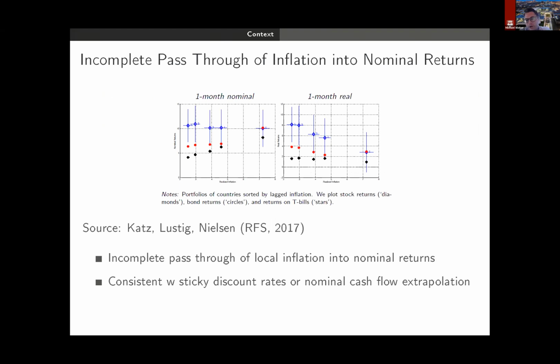There has been a little bit of work from cross-country studies, so also just the aggregate market. It's a nice paper by Hanno Lustig and co-authors, where they sort different countries based on lagged inflation. Let's just focus here on those blue diamonds. This is the nominal return of stocks sorted in portfolios by high past inflation and low past inflation. Nominal returns are kind of flat, which of course means on the flip side that real returns are strongly negatively correlated with inflation.